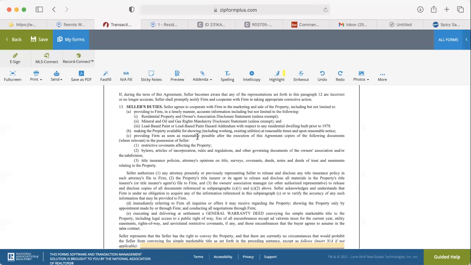Again, making the property available for showings, providing the firm as soon as reasonably possible copies of the following documents: restrictive covenants, bylaws, articles of incorporation, etc. of the owners association, title insurance policies, attorney opinions on title, surveys, covenants, deeds, notes, and deeds of trust. Some of this stuff you'll be able to pull through the county website, but things like a survey or a flood insurance policy or elevation certificate, those are all good things to have if a seller has those.